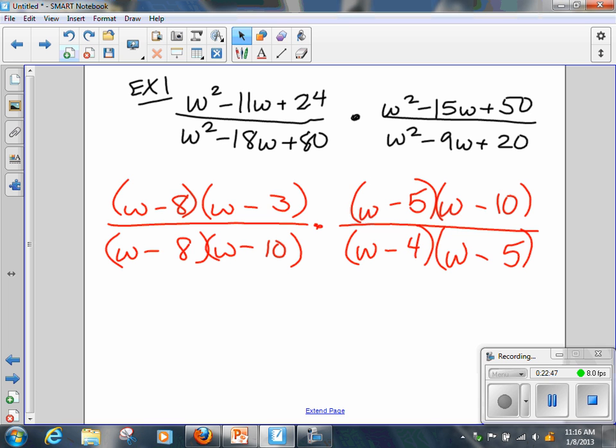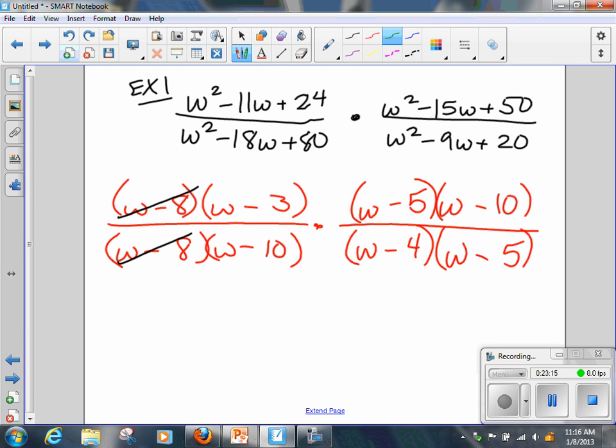All right. This is when, if you have different colors, it makes me happy. Remember, we can cross-cancel vertically or diagonally, but not across, not side by side. So let's get to canceling. W minus 8 has got to match where? Right underneath it. That's legal. Remember, I'm canceling quantities, not terms.